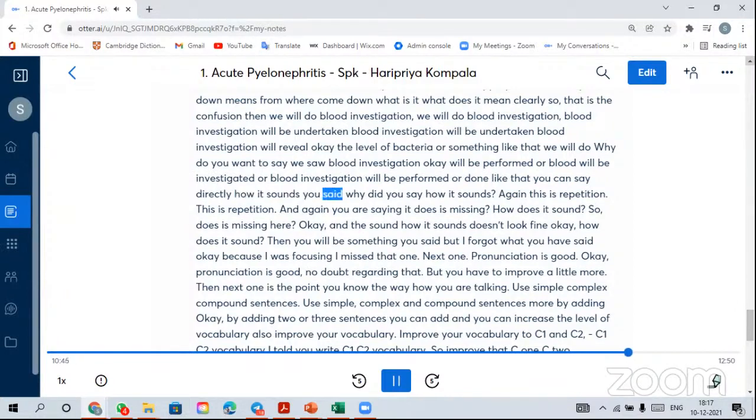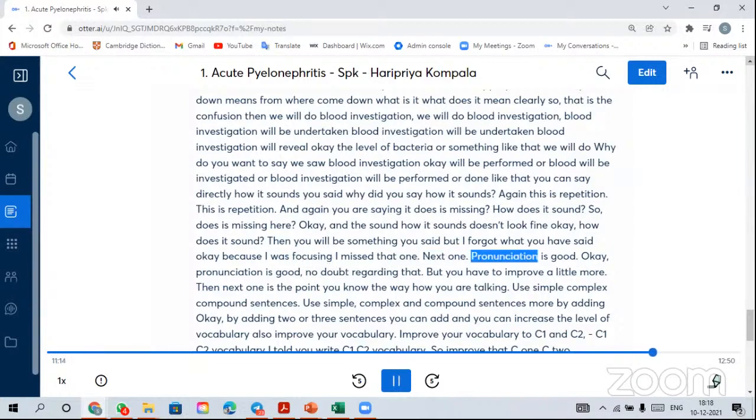How it sounds, you said. Again, this is repetition, and again the word "does" is missing. How does it sound? "Does" is missing here. Then you said something else, but I forgot what you said, because I was focusing and missed that one.